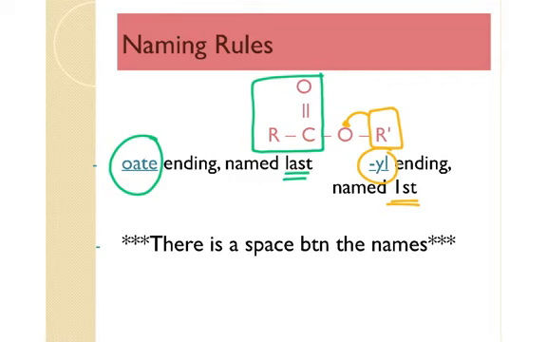The biggest change with this one is that there's actually a space between the names. So we never see a space between words. Words usually string into other words, but with esters, we usually have a space between the names. Let's try some on for size.